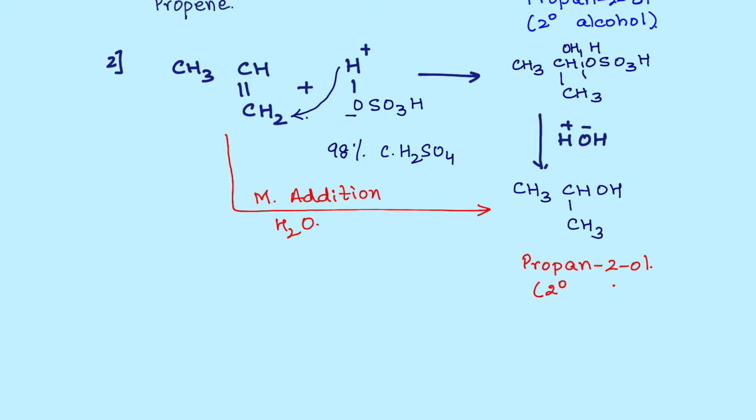What is a 2-degree alcohol or a secondary alcohol? Look at the carbon carrying the OH group. That carbon is bonded to two other carbon atoms. Look at the functional group. It's CHOH. It's a secondary alcohol.